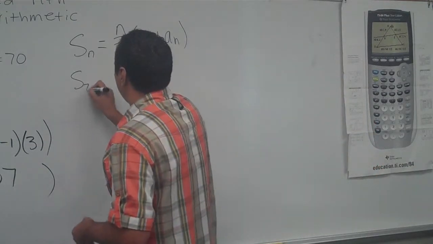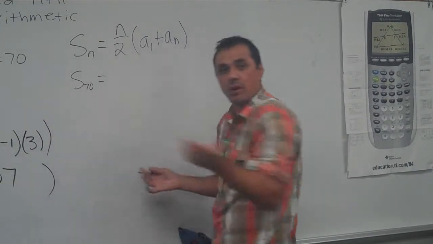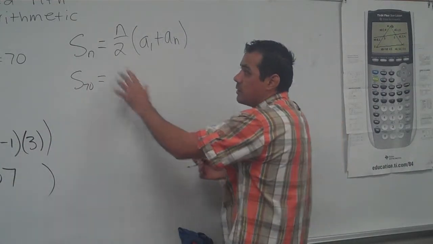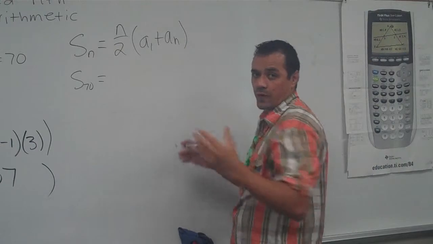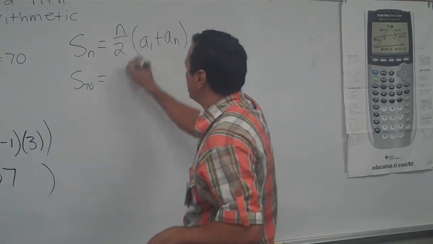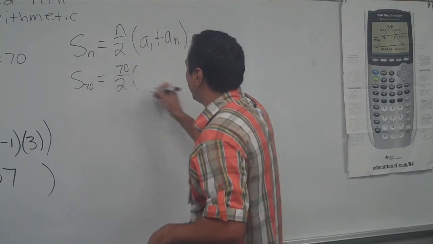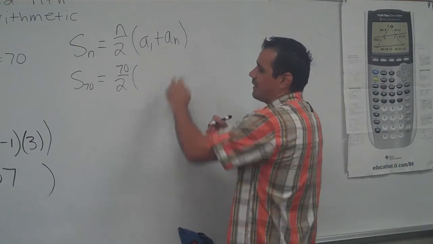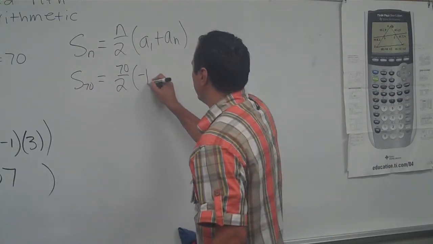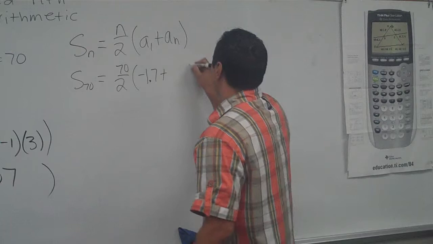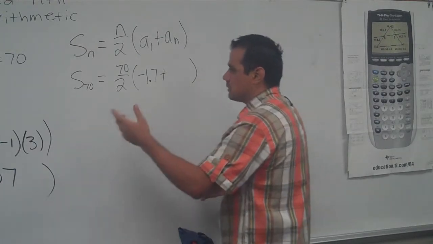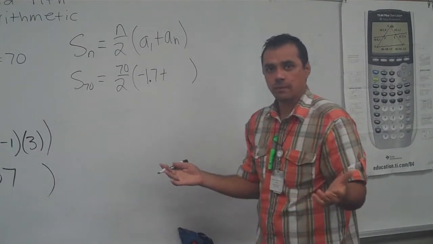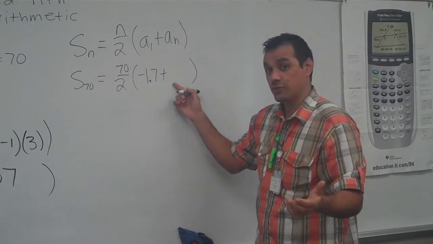So let's see. The sum of the first 70 terms, because that's what we want, right? So remember, we're just doing this problem a different way, just so you have options. It's 70 over 2 times the sum of my first term and my last term. Well, my first term is negative 1.7 plus my last term. My last term is this. Oh, what happened? Do I know my 70th term?